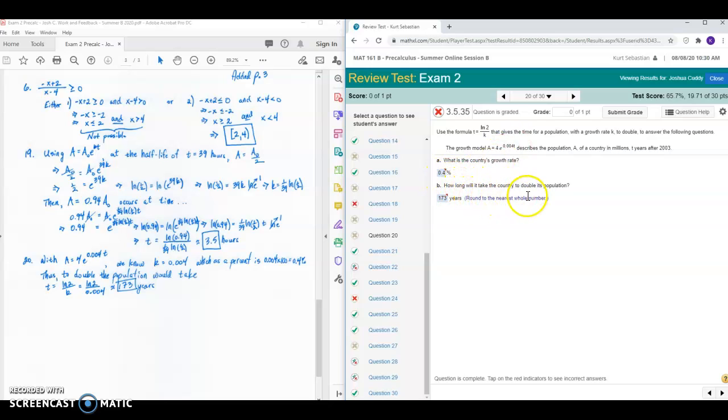And then how long will it take the country to double its population? You just plug that in. T equals natural log of 2 over k. Now here you use k not as a percentage in the formula, so it's 0.004, and you get 173 years.